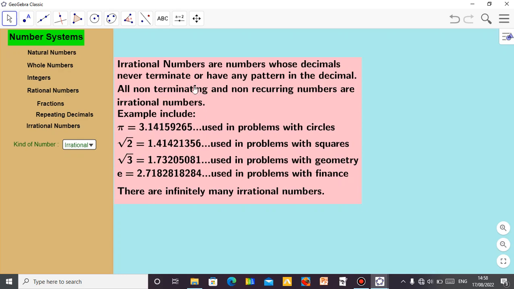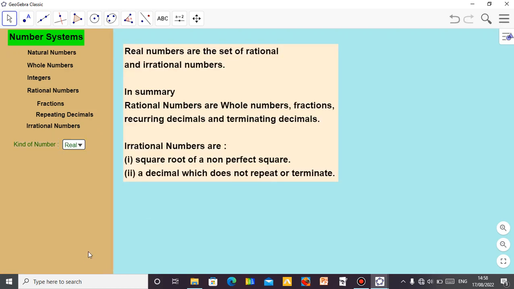So this is one of the easy ways you can remember the meaning of irrational numbers. They keep going without stopping. The decimal keeps changing without having any particular pattern. So they are non-terminating and non-recurring decimals. The last meaning I have here is real numbers. Real numbers are actually the set of rational and irrational numbers. So when you combine the rational numbers and irrational numbers together, you have what we refer to as real numbers.